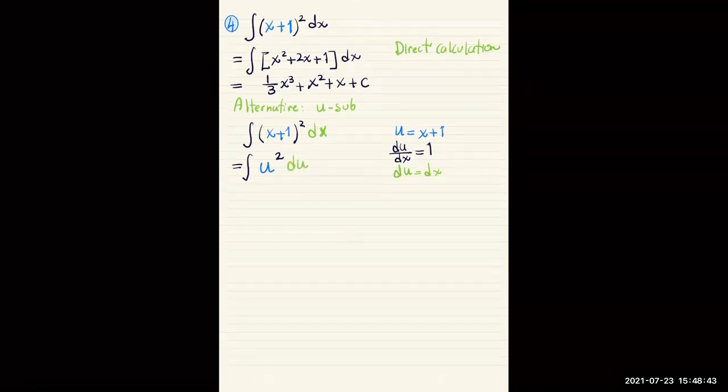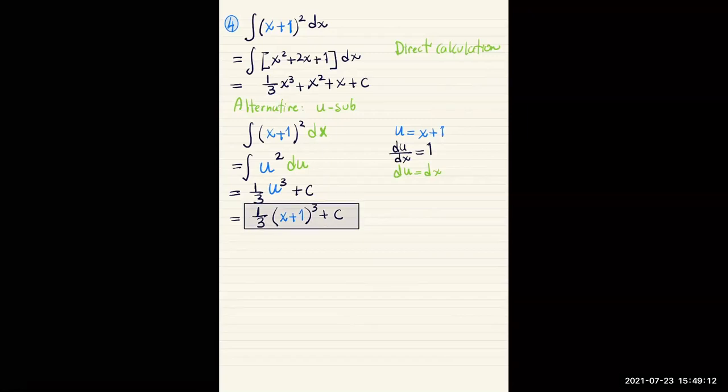And we all know the antiderivative of u squared. It's 1/3 u cubed plus c. And then substituting back, you get 1/3 times u, which is x plus 1, cubed plus c. So this is the answer. Okay, I'm done right there. You would abandon the problem. You're done.